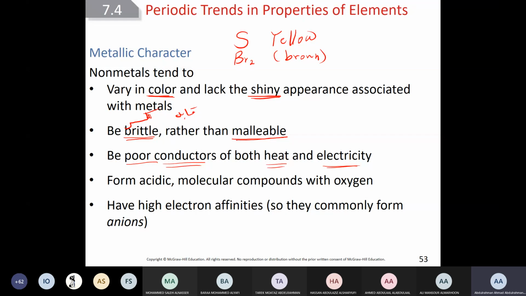Why is that? Because it's hard to lose the electrons. Exactly. It's hard to lose the electron. In fact, it wants the electron, but it doesn't give the electron out. Exactly. So hard to lose electrons.